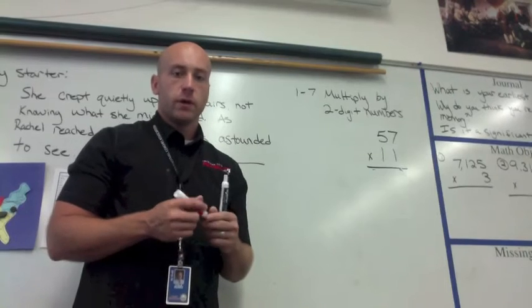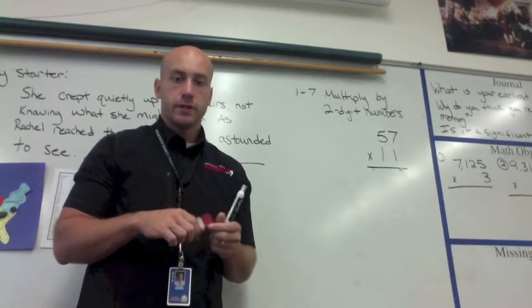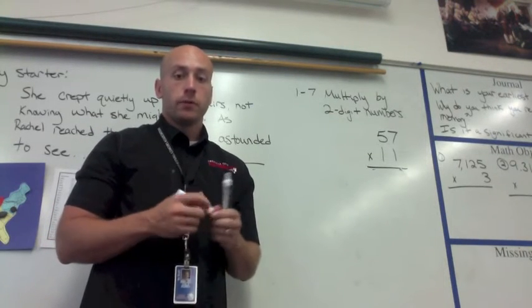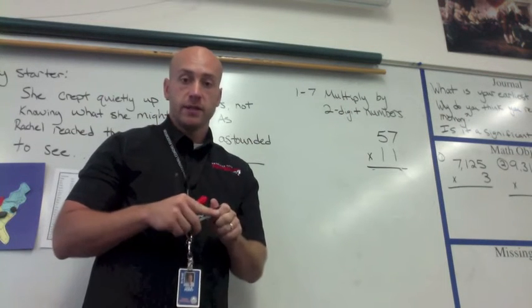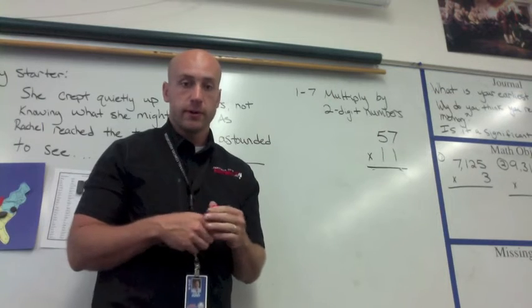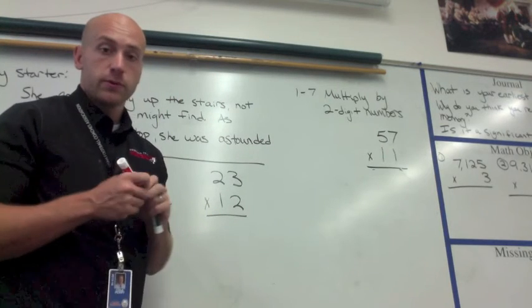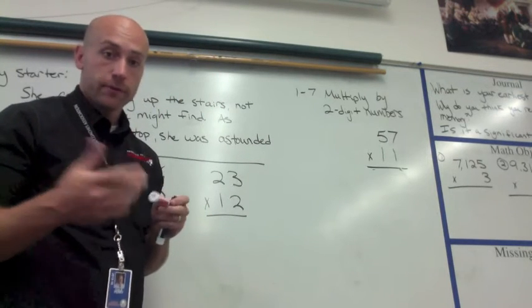Okay guys, this is lesson 1.7 where we're going to multiply by two-digit numbers. When we multiply by two-digit numbers, it's really similar to what we did today by the one-digit numbers. Just a couple more steps are in there. So the first thing that we're going to do is we are going to estimate. So we need to round.